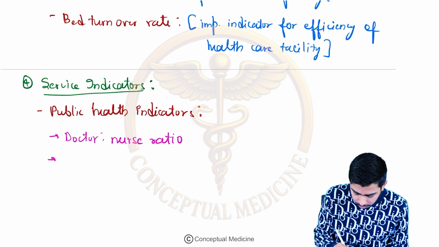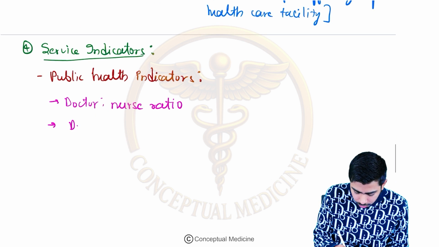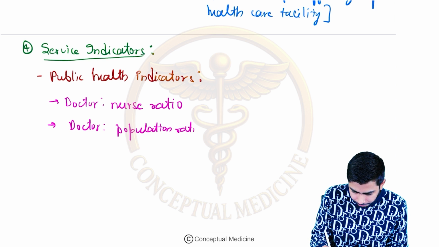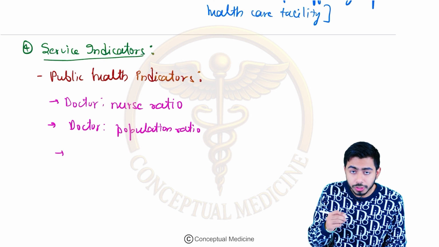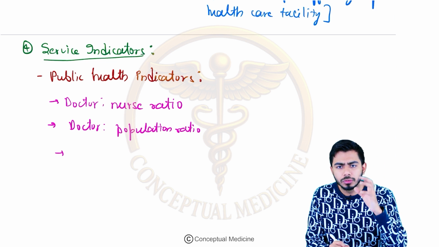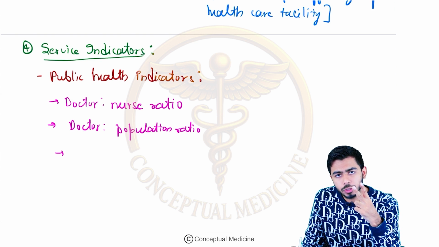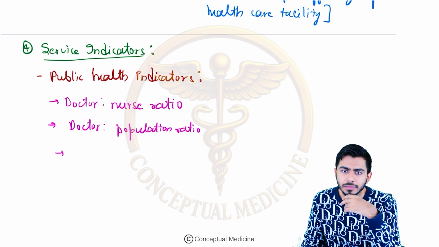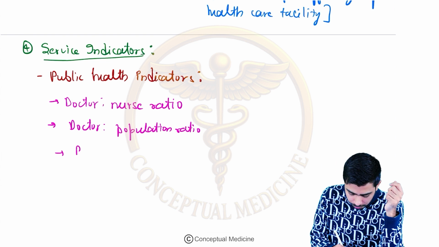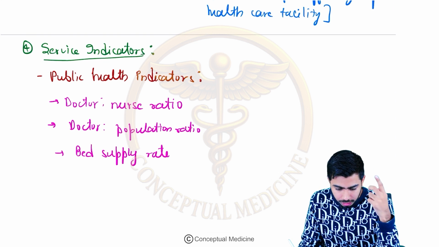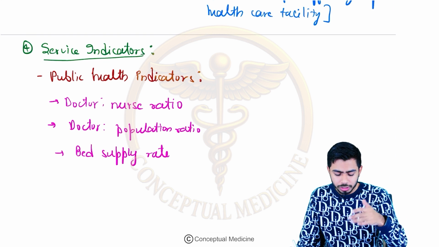right? Then doctor population ratio, right? Then we shall talk about the bed supply rate, bed turnover rate, and the bed occupancy rate. I told you in the utilization indicator, but here I'm telling you about the bed supply rate. If they're asking you which indicator, then it is the service indicator, right? So this is the thing.